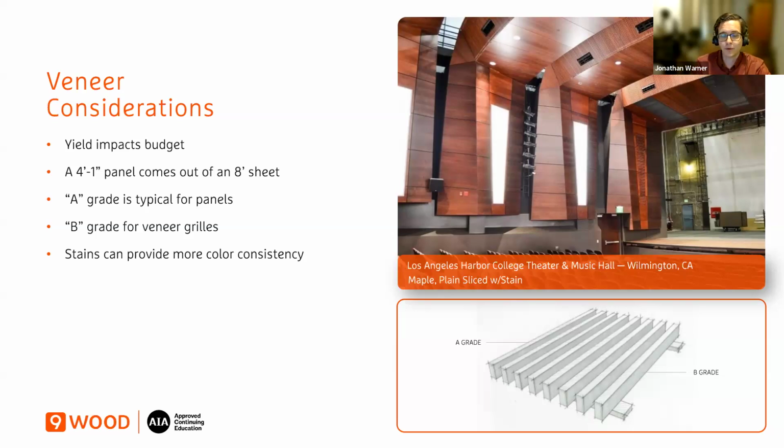Make sure you get the samples and, again, installed photos so you can see what it's going to look like. Stain can provide more color consistency. It won't remove the variation, but it can help reduce it a bit. It's something you should explore with the manufacturer if you need to reduce the color variation moving forward.